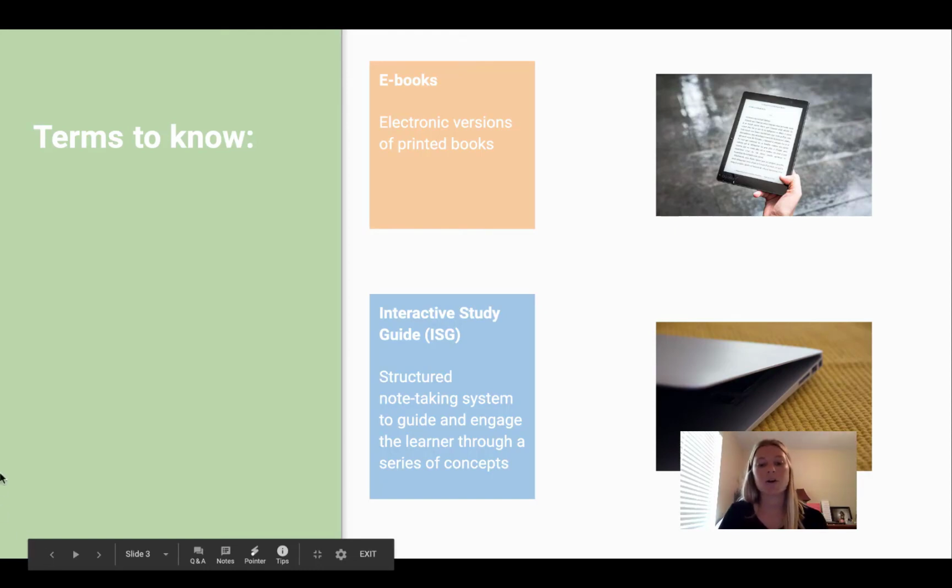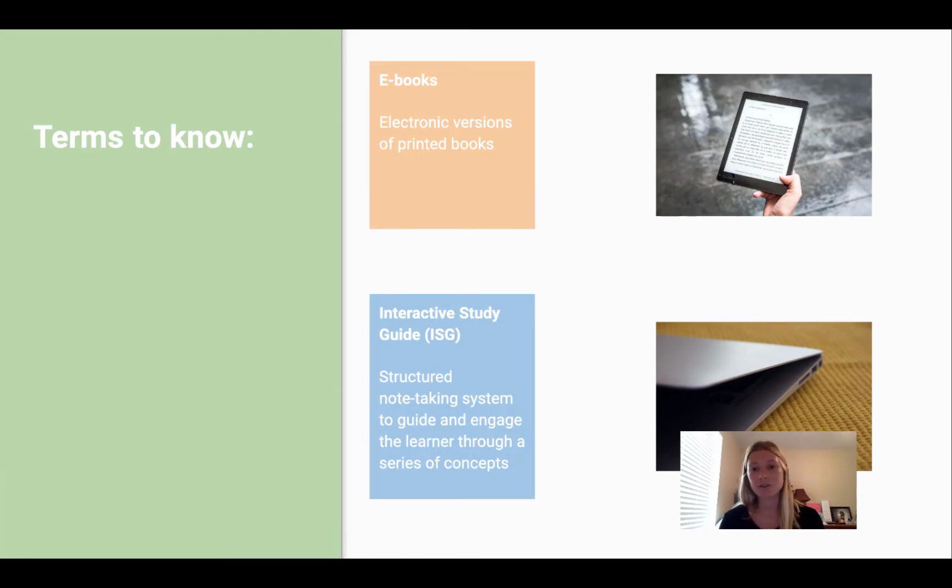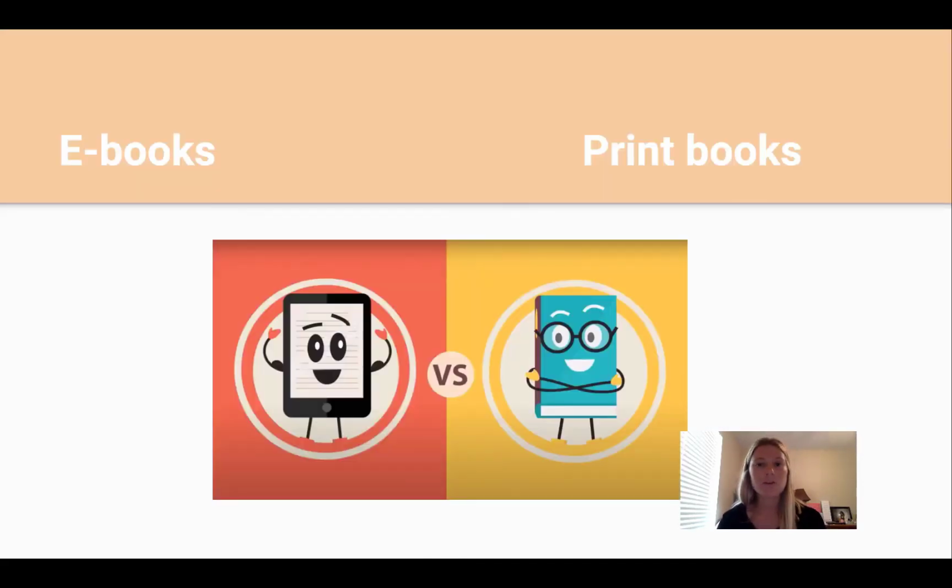The second term to know is our interactive study guide. This is a structured note-taking system to guide and engage the learner through a series of concepts. So we'll learn more about this as we go. Now that we've covered our learning objectives and our terms to know, let's dive right into the chapter.